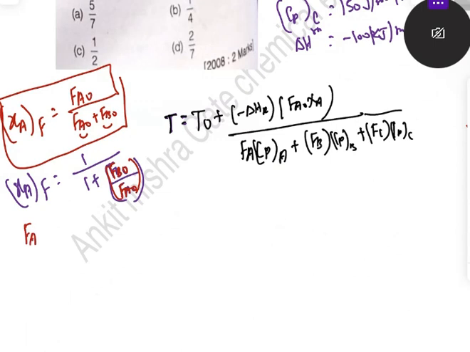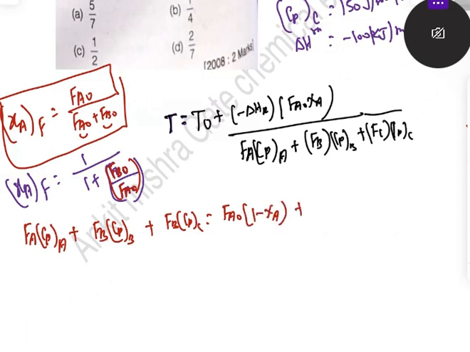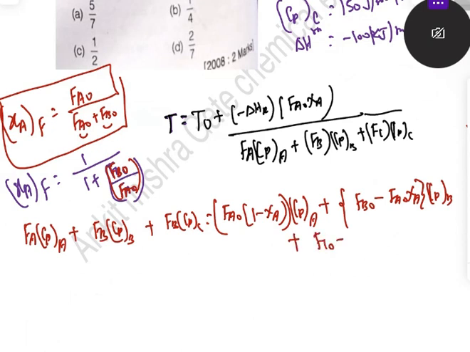So let's say if I talk about FA CP of A plus FB CP of B plus FC CP of C, that can be written as again FA naught (1 minus XA) into CP of A plus (FB naught minus FA naught XA, because the second reactant is consumed) into CP of B plus FC naught plus FA naught XA into CP of C, something like that.